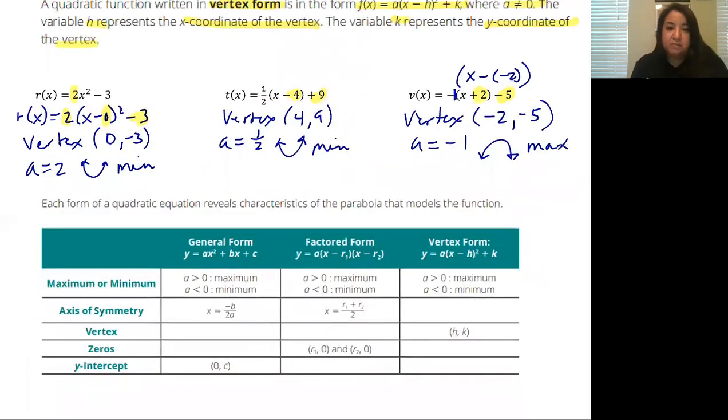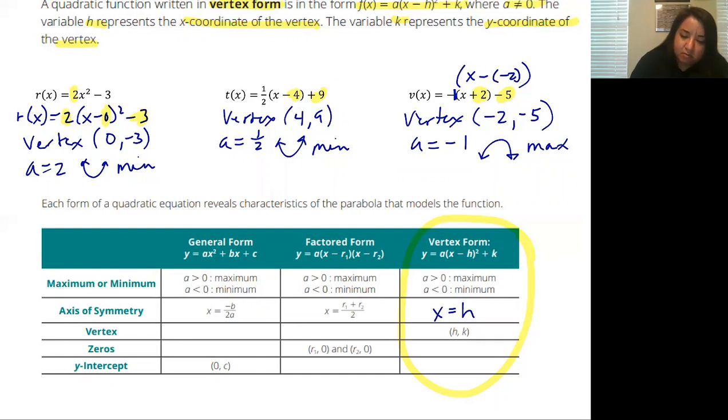So what can we tell from vertex form that we've learned today compared to the other forms? a still tells us whether it opens up or down, so concave up or down, and (h, k) is my vertex. We can also think, if you really want the axis of symmetry, that would actually go through that x-coordinate of my vertex, so you can think of that as x equals h.